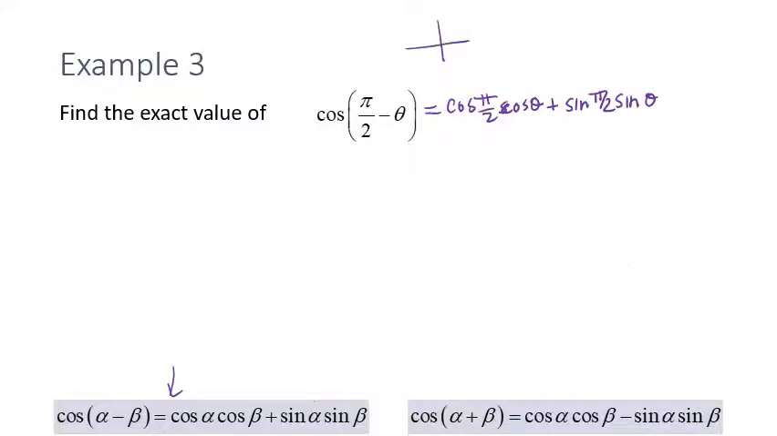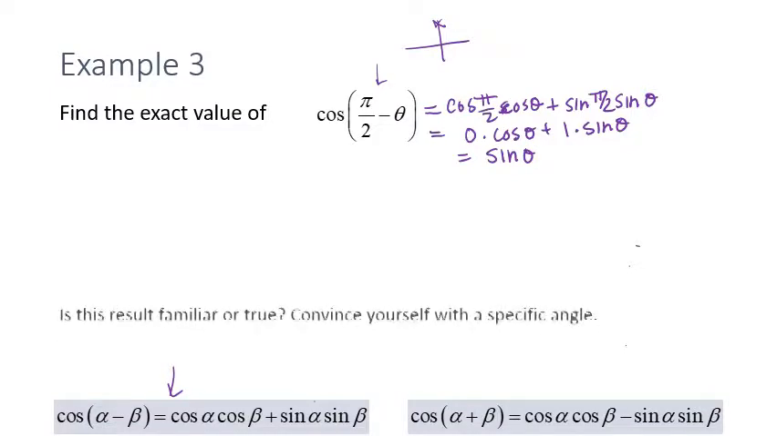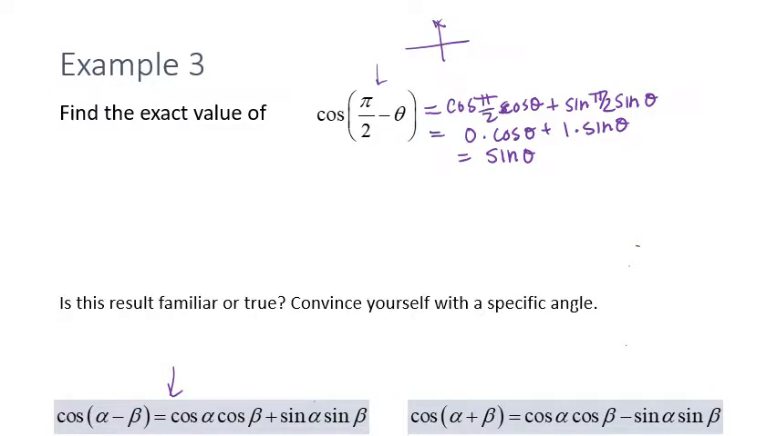cosine deals with the x, sine deals with the y. So at pi over 2, cosine of pi over 2 is going to be 0. And the sine of pi over 2 is going to be 1. So we end up getting sine of theta. And if you think about it, if this was an actual graph and we were shifting, those end up being equivalent, which is kind of cool. All right, next one. Is this familiar? True? Yes. Convince yourself with a specific angle.